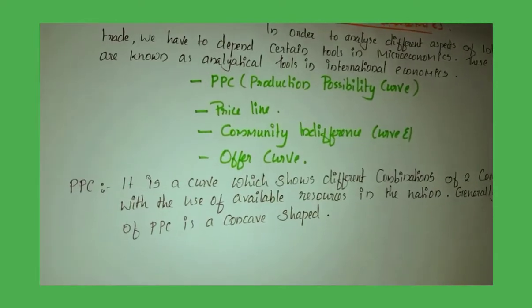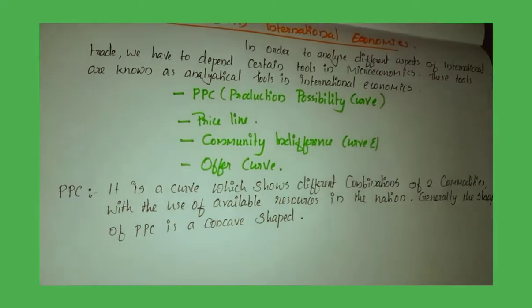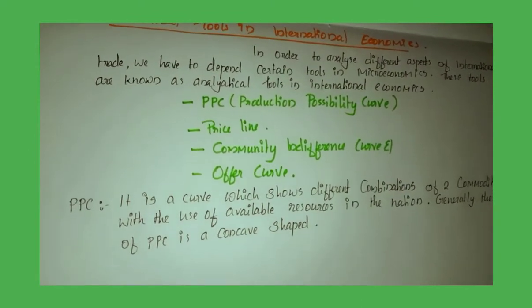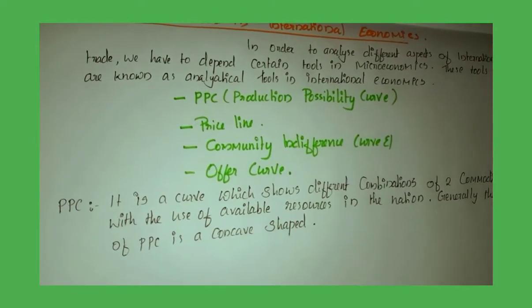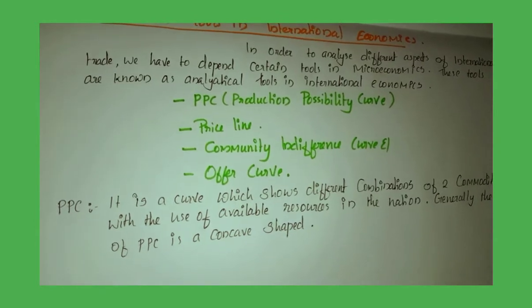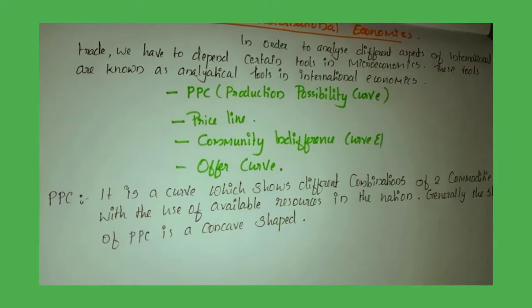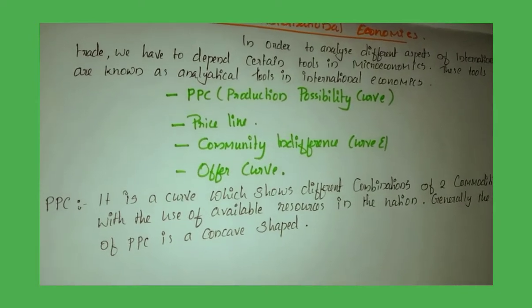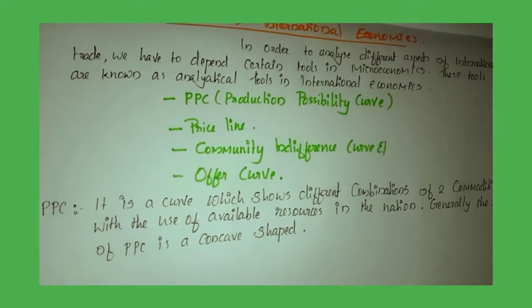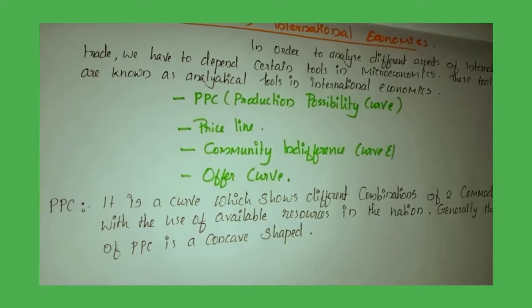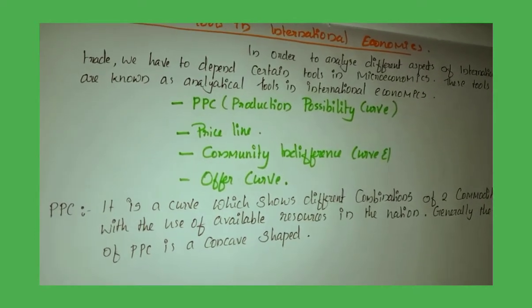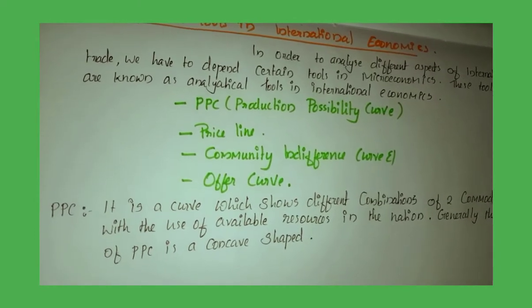PPC, or production possibility curve, is the first analytical tool in international economics. It is a concave shaped curve, and it shows different combinations of two commodities with the use of available resources in the nation. Generally, the shape of PPC is concave.